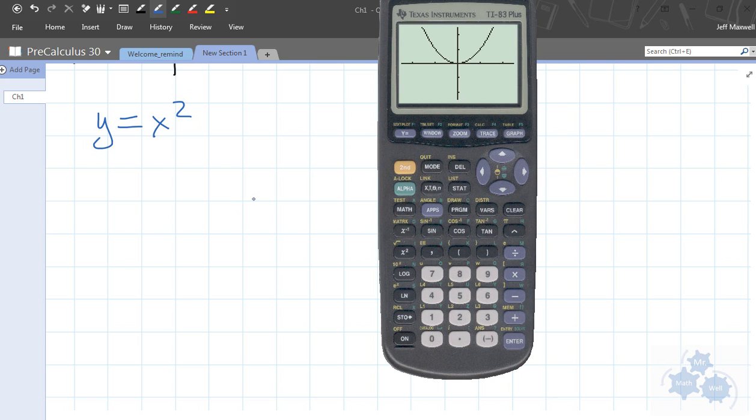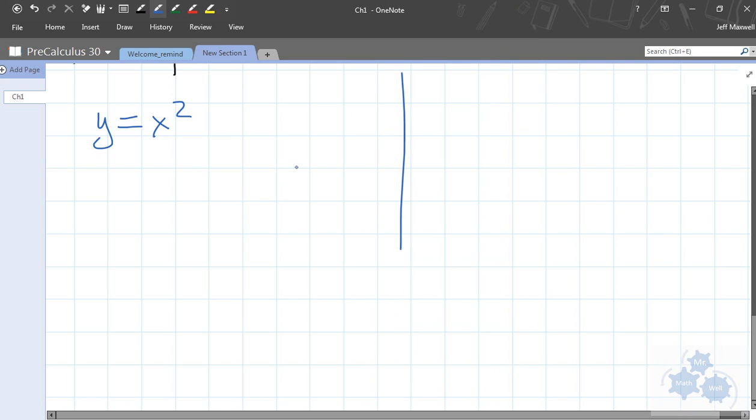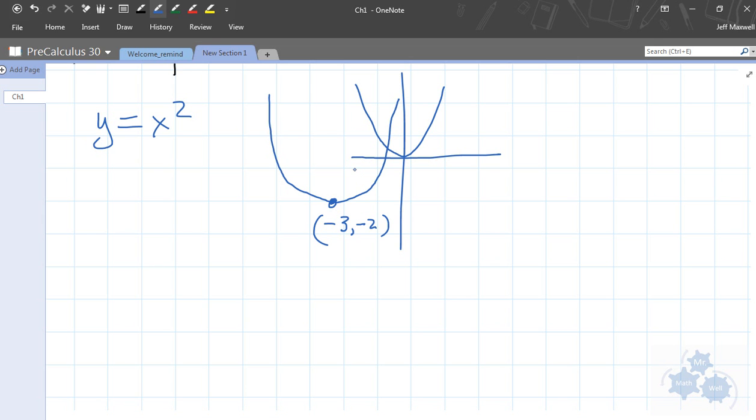Okay? Now, here's my challenge to you. I want you to move this graph. So this is roughly what it looks like right here. It goes through the origin, right? I want you to move it down here, where this point right here is -3, -2. I want that to be the new vertex. Same shape, but I want it moved over to the left and down. So go ahead, take 30 seconds, and see if you can do that on your own.